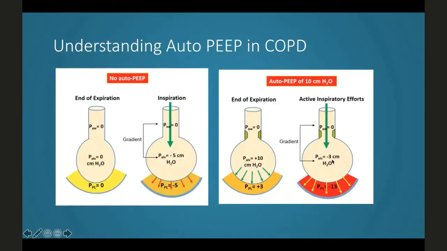Only when this much effort is exerted, there is a gradient developing between the ambient pressure and the alveolar pressure. Unless the alveolar pressure is less than the ambient pressure, inspiratory flow doesn't happen. So this is the change in work you see when there is an auto-PEEP. When there is an auto-PEEP developing, the patient will have to exert major work of breathing to inhale or to have inspiratory flow happening.